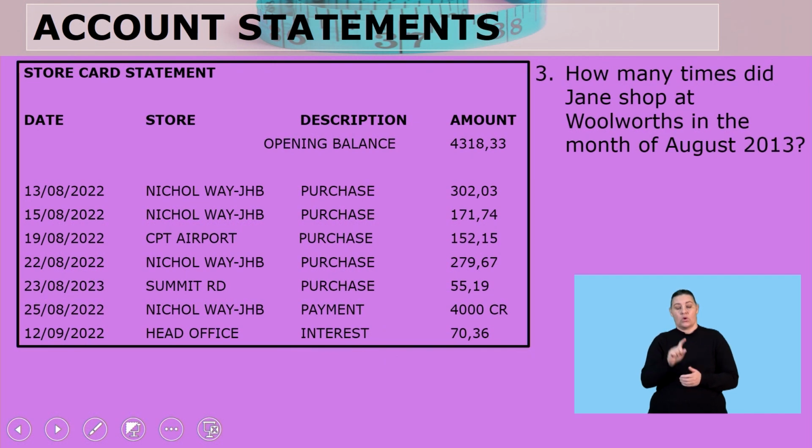Question 3. How many times did Jane shop at Woolworths in the month of August 2013? All right, so we'll count all those payments. They were 5 times. All right. 1, 2, 3, 4, 5 purchases, 1 payment, and then of course, interest charges. Nice work.